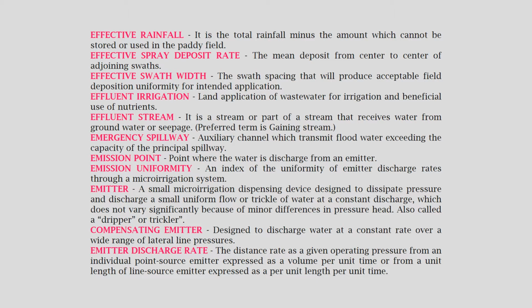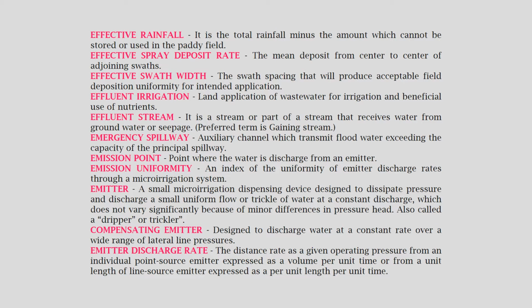Effluent irrigation. Land application of wastewater for irrigation and beneficial use of nutrients. Effluent stream. It is a stream or part of a stream that receives water from groundwater or seepage. Preferred term is gaining stream. Emergency spillway. Auxiliary channel which transmits flood water exceeding the capacity of the principal spillway. Emission point. Point where the water is discharged from an emitter.